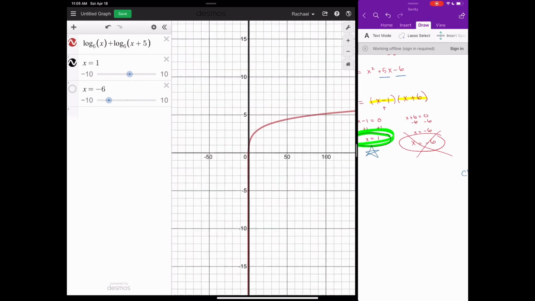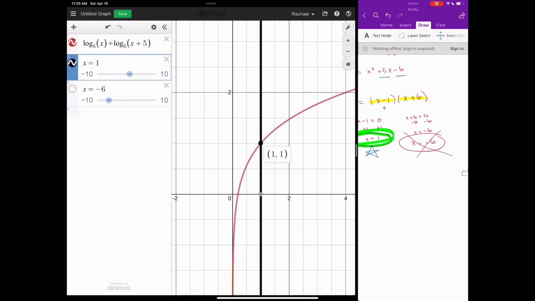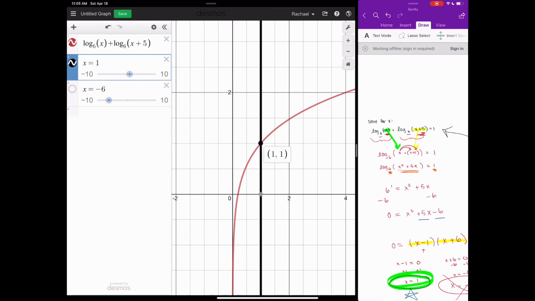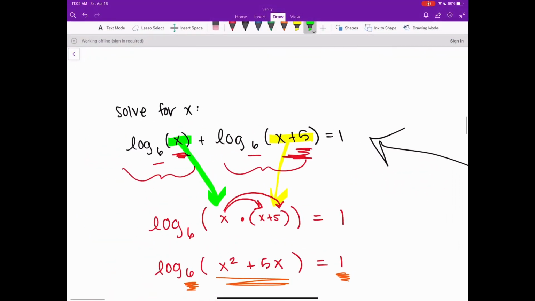Again, we can see that. There it is, that intersection at (1, 1). When x equals 1, y equals 1, and that's what we saw here. When we plugged in x equals 1 into here, then our y was also 1. All right.